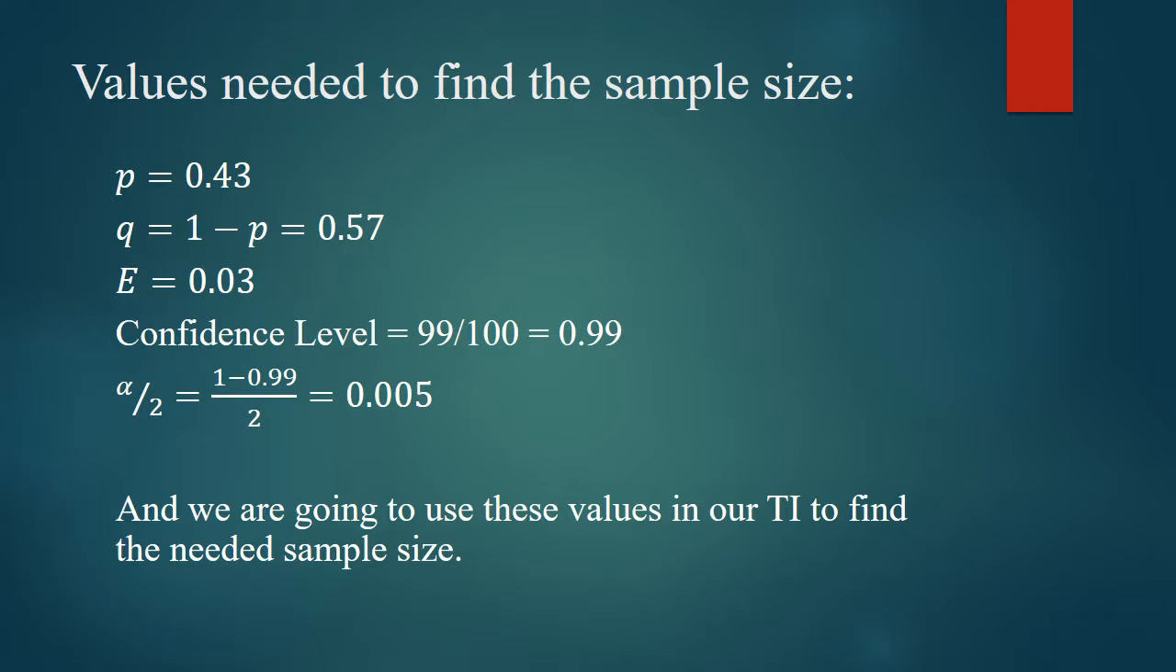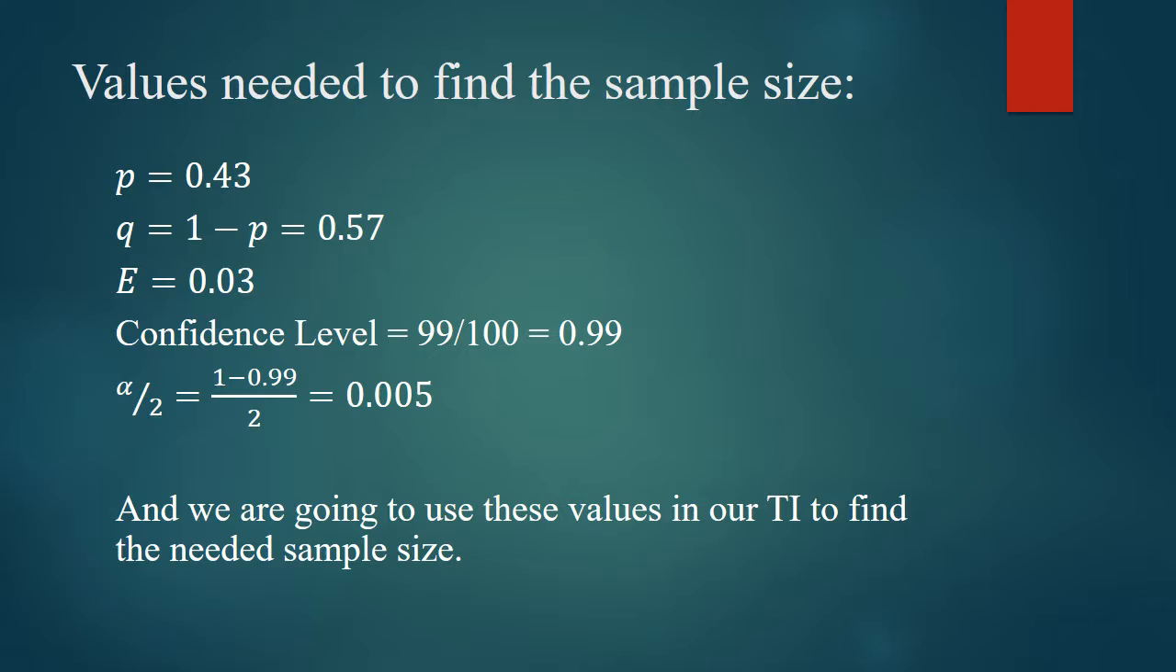Confidence level given in the problem, a 99% confidence interval. Turn that into a confidence level of 0.99. And we're going to go ahead and calculate our alpha over 2, the amount of area in the tails. So 1 minus 0.99, the area left outside of our confidence interval, divided by 2 to find out how much area is in each tail. 1 minus 0.99 all over 2 is 0.005.